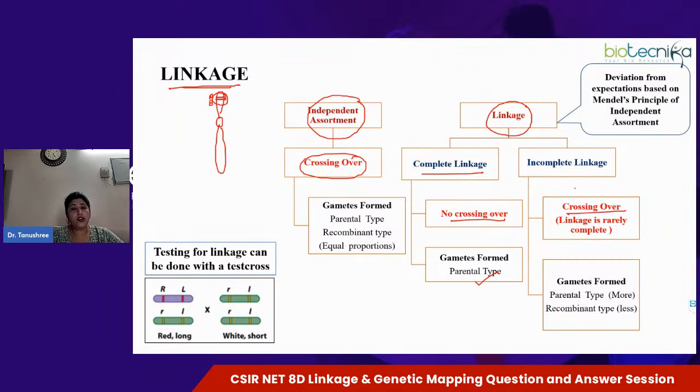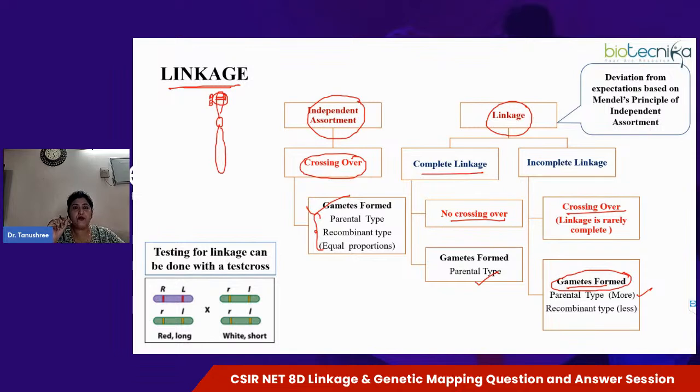Now, when crossing over occurs, we get gametes, some of parental type and some of recombinant type, just as we get in case of independent assortment. So the question arises how we can check whether it's a case of incomplete linkage or independent assortment. Always remember, in case of independent assortment, the gametes formed are always in equal proportions, that is 50% parental type, 50% recombinant type. However, in case of incomplete linkage, parental type will always be more than recombinant. Recombinant type will be less.